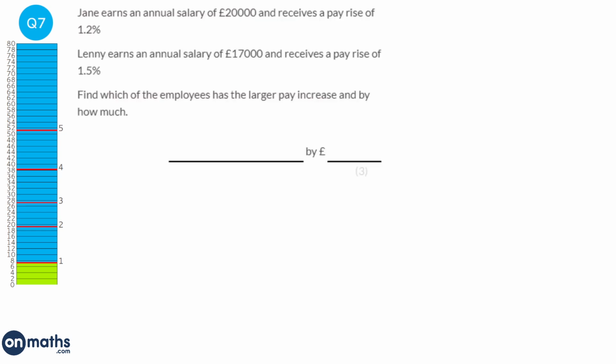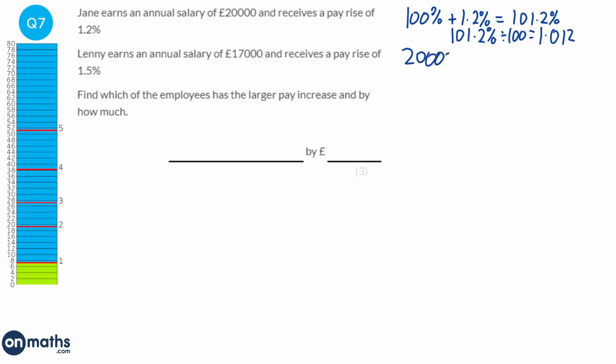So firstly, we're going to work out what the percentage increases are as a multiplier. So we start off with 100%. Jane has a 1.2% pay rise, and so that would be 101.2%, and we divide that by 100, to make it a multiplier. So the multiplier is 1.012. So we get the 20,000 times it by 1.012, and that gives us 240.